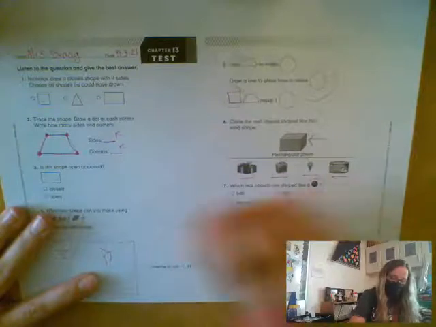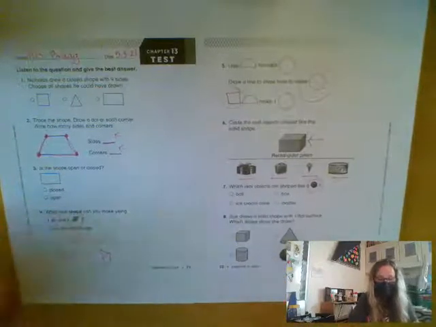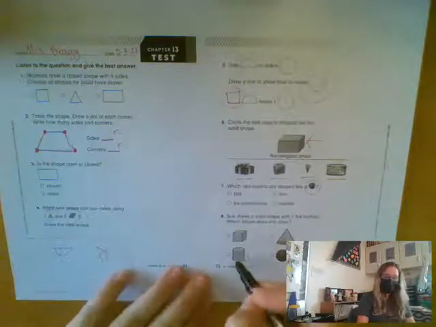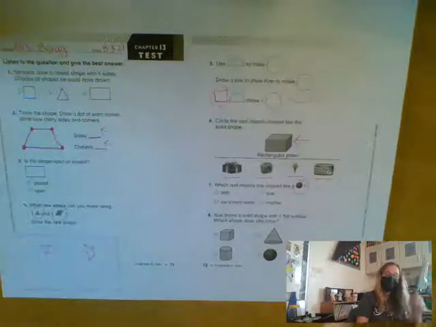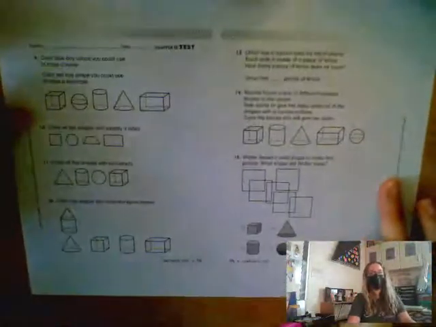Down at the bottom, number 8 says, Sue draws a solid shape with 1 flat surface. What shape does she draw? So look at those shapes. Which one has only one flat surface? Some of them have 2 or 6. Some of them have none. Fill in the one that only has 1, and then flip your paper over.